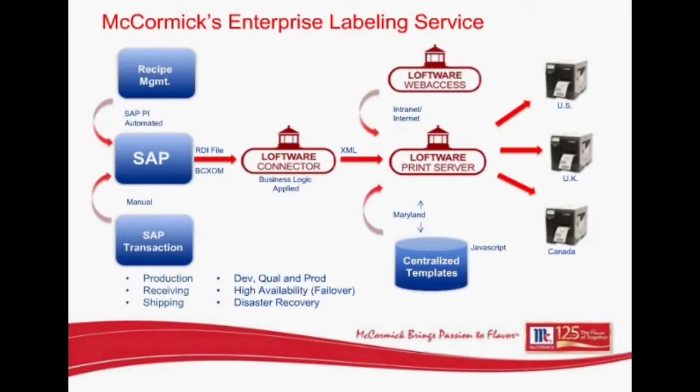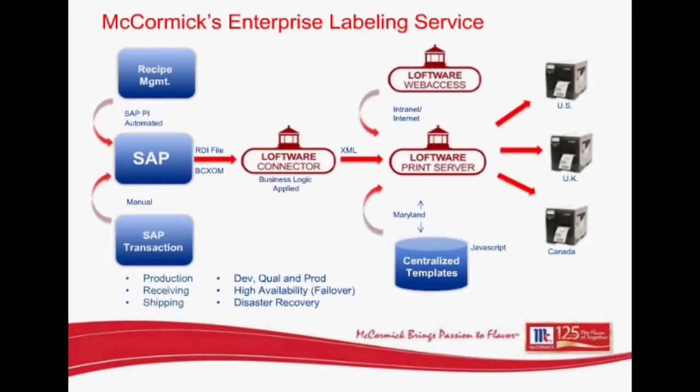Manually, we have 3 SAP transactions used for label requests. One is used for printing labels used at the time of manufacture, another is used by the warehouse to label raw materials at time of receipt, and the other creates labels for materials picked for shipment to our customers.